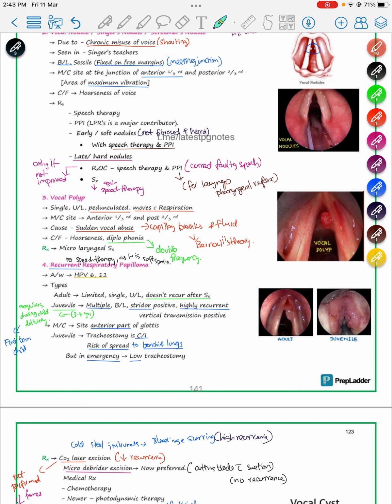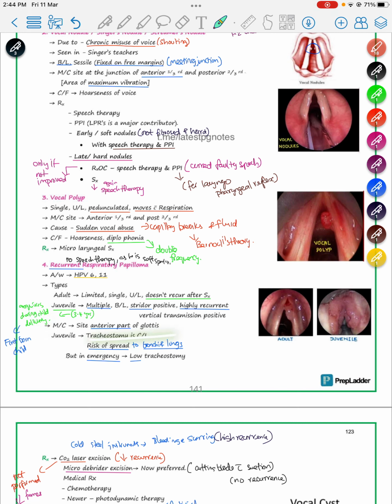Then recurrent respiratory papilloma is caused by human papilloma virus infection, types 6 and 11. It is most common in children, as juvenile type, and also occurs in adults. In adults it is limited, single, and does not recur after excision. But the juvenile type is very important. It is multiple, bilateral, presents with stridor, and is highly recurrent. The child acquires it through vertical transmission during delivery, the most common cause.